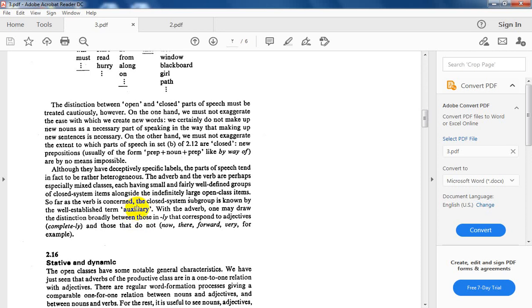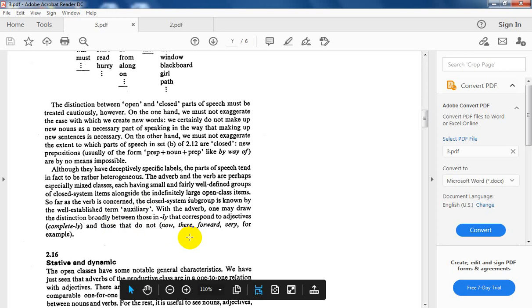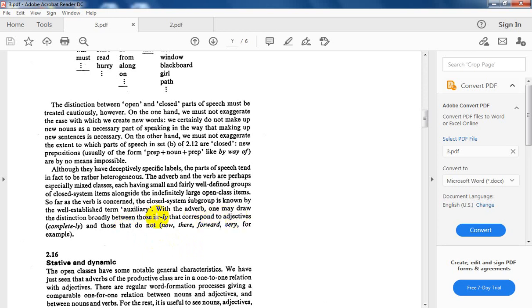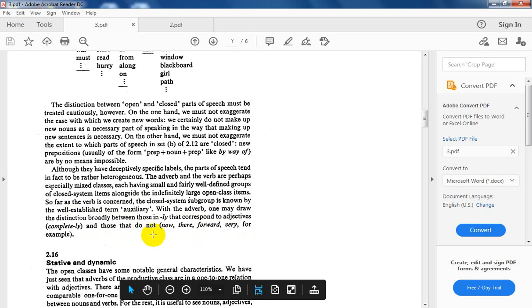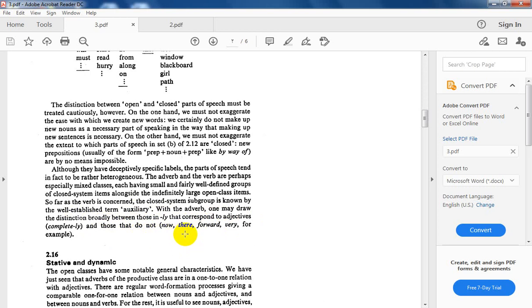So they divide the verbs into open and closed. The closed ones are the functional ones. They are the auxiliary verbs. What about the adverb? One may draw the distinction broadly between those in ly that correspond to adjectives and those that do not. Now, for example, very. So those with ly are open, and other adverbs are closed.